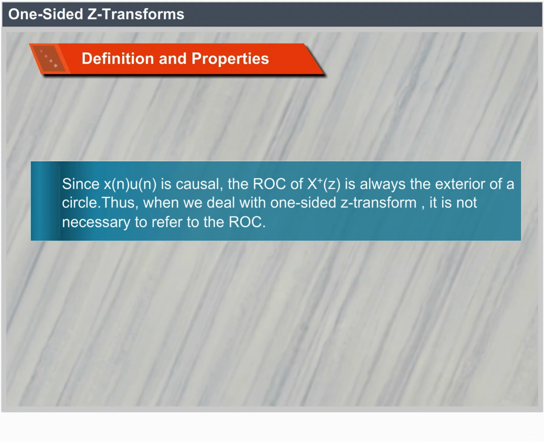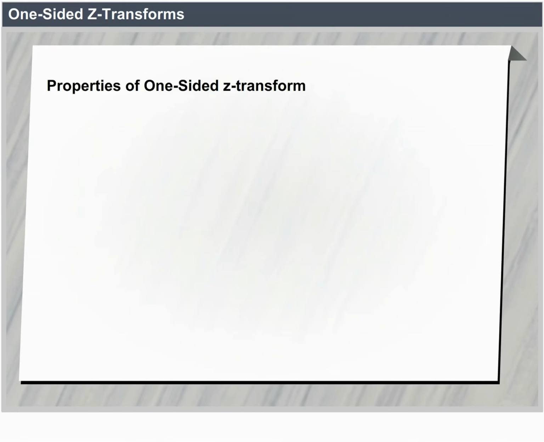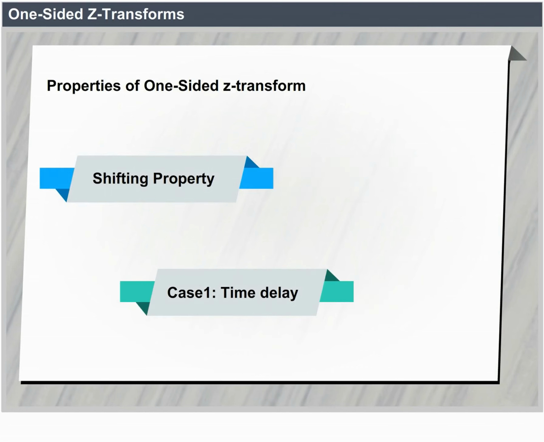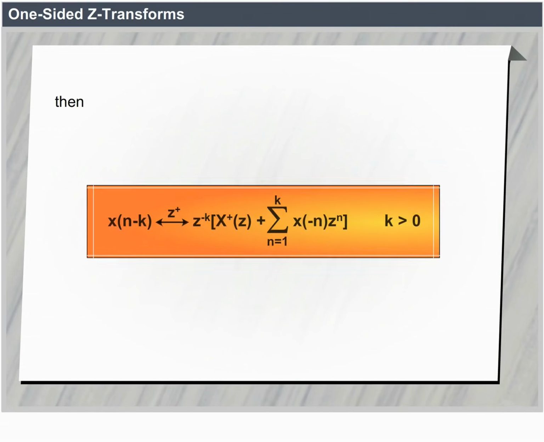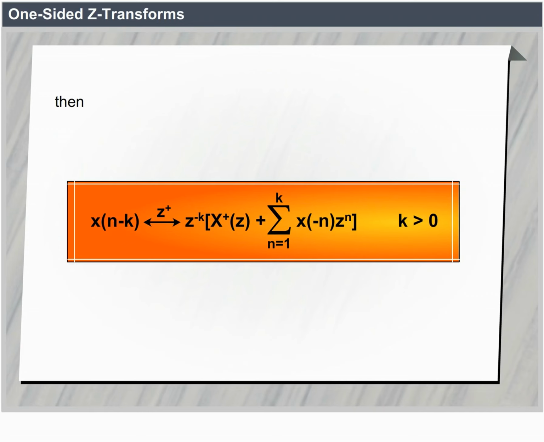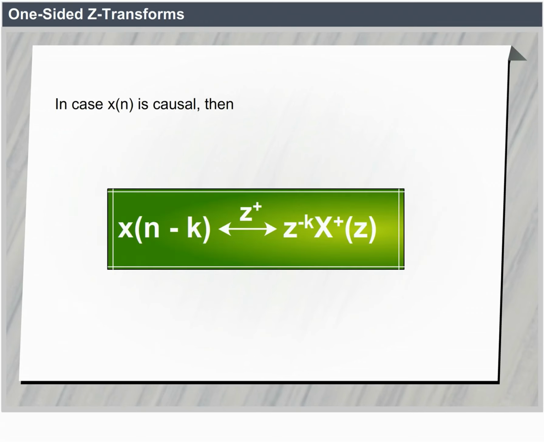Properties of one-sided Z transform. Shifting property. Case 1. Time delay. If x(n) is related to X+(z), then x(n-k) is related to z^(-k) [X+(z) plus summation n equal to 1 to k of x(-n) z^n], where k greater than 0. In case x(n) is causal, then x(n-k) is related to z^(-k) X+(z).